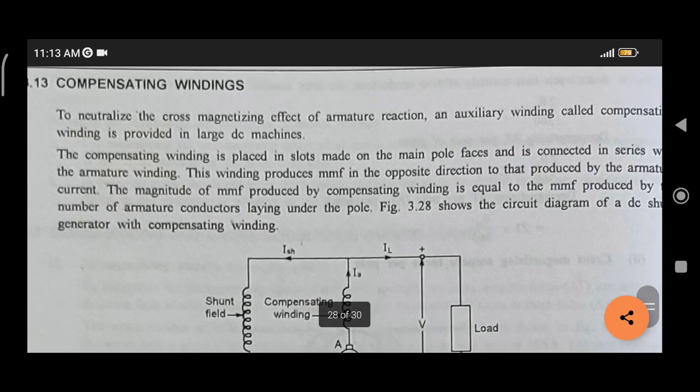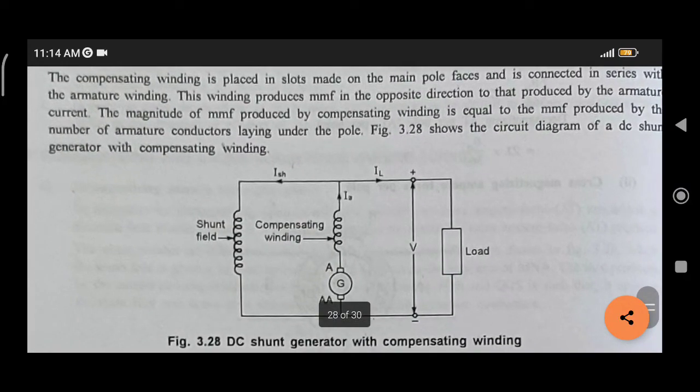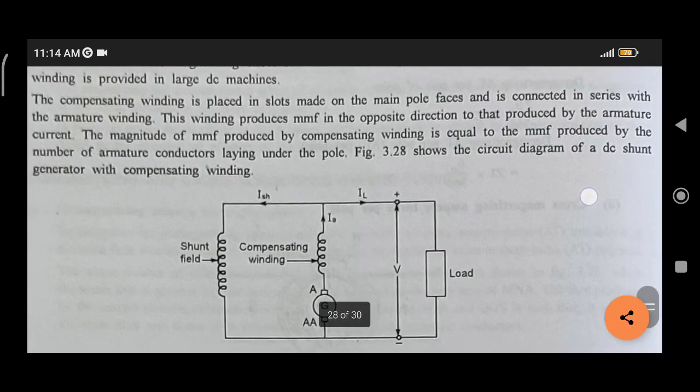Now coming towards the compensating winding. What is a compensating winding? To neutralize the cross magnetizing effect of armature reaction, an auxiliary winding is required, which is known as a compensating winding. The calculation we already saw previously is for how many turns of the winding are required. The compensating winding is placed in slots made on the main pole faces and is connected in series with the armature winding.